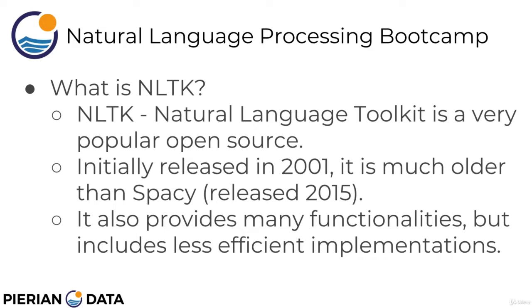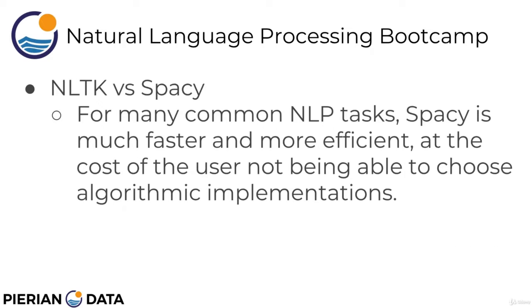Now, NLTK is another library we're going to be using throughout this course, and this one's more common, so you may have already heard of it. NLTK stands for the Natural Language Toolkit, and it's a very popular open source library. It was initially released in 2001, so that means it's much older than Spacy, which was released in 2015. It also provides many functionalities, but includes less efficient implementations. And that's probably one of the main differences between Spacy and NLTK. So let's quickly compare the two.